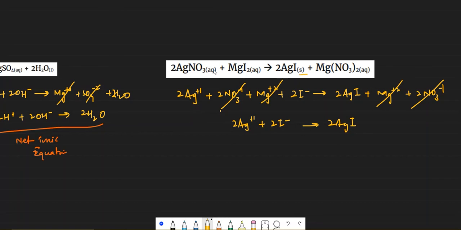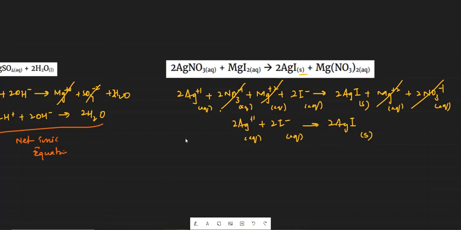For example, AgNO3 is aqueous, so these ions are going to be aqueous as well. All of these ions are aqueous. Obviously, that's why they exist in the form of ions, because they're dissolved in water. So they often ask you to write an ionic equation along with the state symbols. AgI is a solid, that's why it didn't break down.